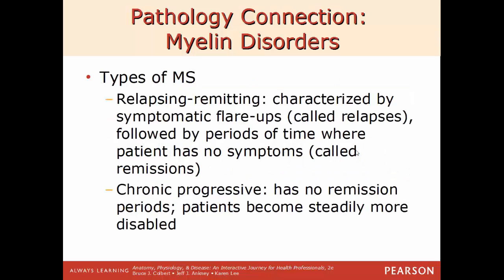Now, there are multiple types of MS. The first one, relapsing remitting. This is characterized by a symptomatic flare-up called a relapse, followed by periods of time where the patient is asymptomatic, called a remission. There's a constant back and forth. You're having a flare-up, then going for a long period of time with no symptoms at all. You can also have a chronic progressive. This has no remission periods at all. The patients become more and more disabled over time.